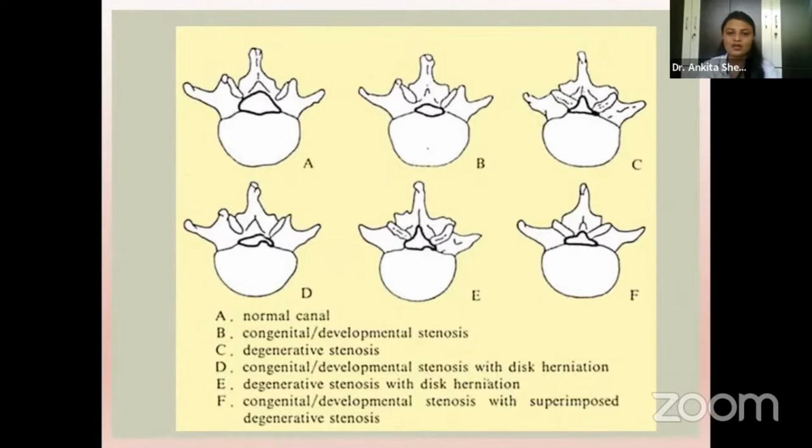The next image shows us the axial view, or the horizontal section, of the lumbar spine vertebrae. So let's study this. The A image is a normal canal which is triangular in shape with well-defined pedicle and facet joint. The B image shows congenital or developmental stenosis where you can see that the pedicle area is enlarged.